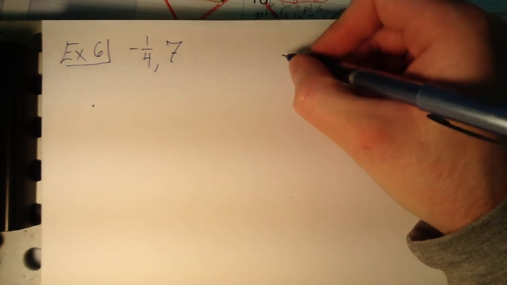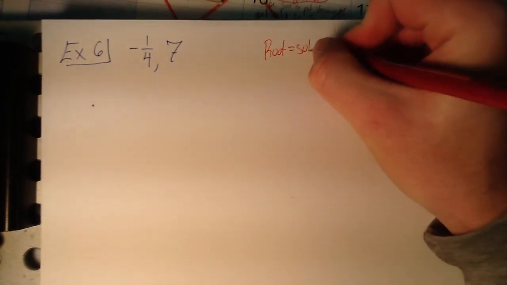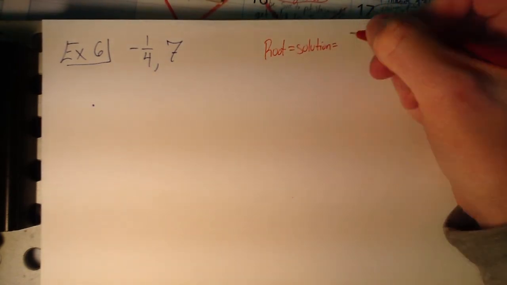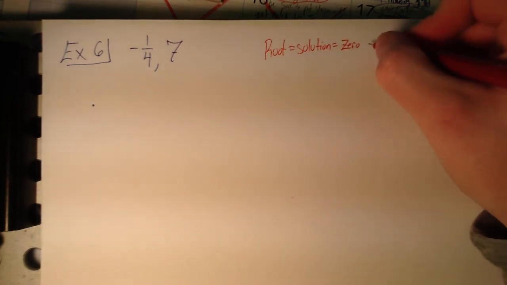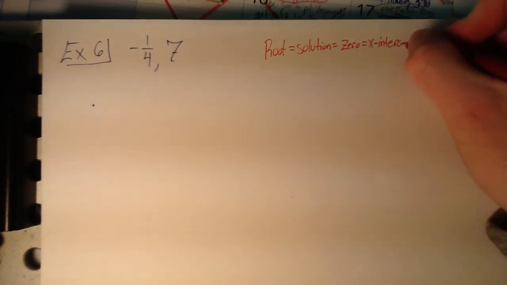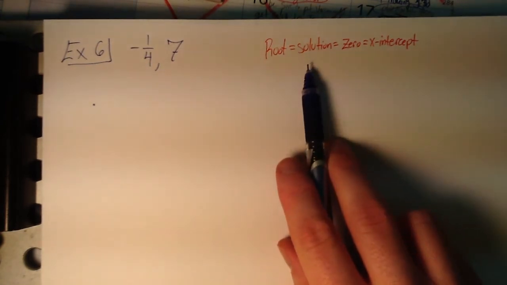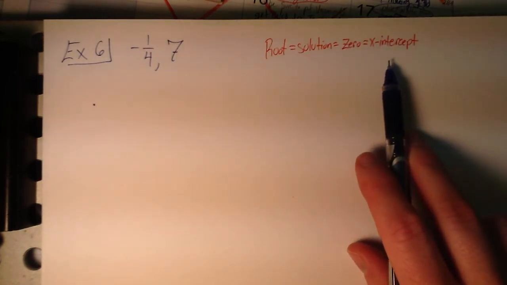Probably should have told you this before. Let me just put it up here because this word root, it's the same thing as a solution. It's also going to eventually be called a 0. And the big idea, it's the same thing as an x-intercept. I meant to tell you that right at the beginning, but better late than never, I guess. So a root is the same thing as a solution. That's the same thing as a 0. It's all the same thing as an x-intercept.